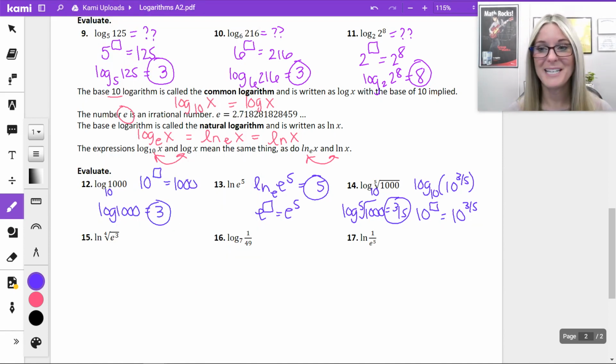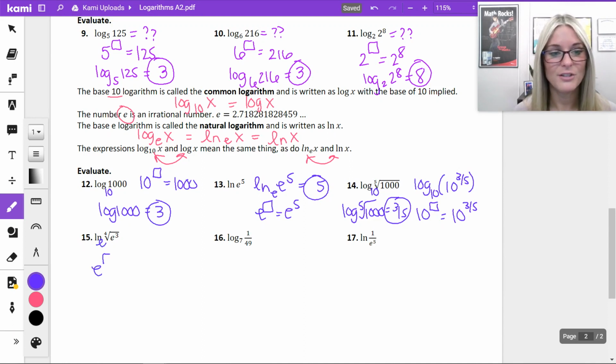Number 15 is a little bit easier, but using the same concepts, we've got ln, the fourth root of e to the third. Remember, an ln is a natural log with an understood base of e. So we have e raised to the what gives us e raised to the, change this to a rational exponent, 3/4 to show that fourth root. And you can see how we're getting our answer there. Final answer, natural log, the fourth root of e to the third is equal just to that 3/4.